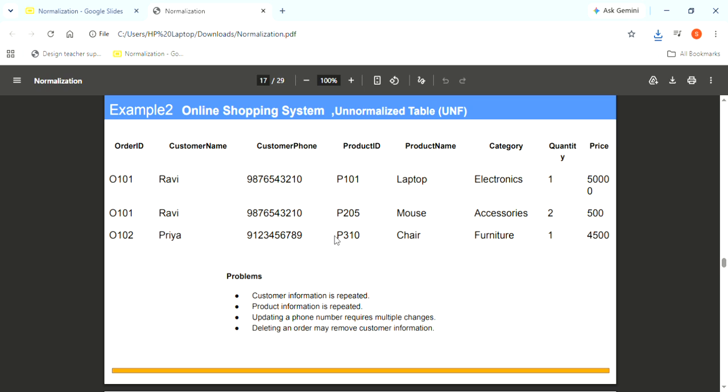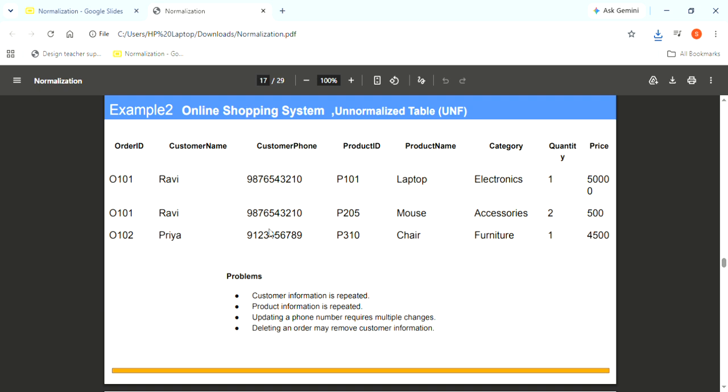Okay, let us see now another example for normalization. Consider this table online shopping system where we have order ID, customer name, customer phone number, and product ID, product name, category, quantity, and price. Now, what are the problems with this entire table?